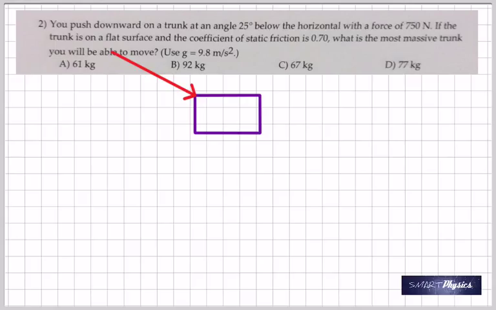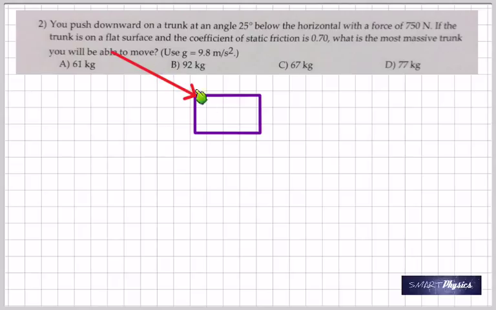In the second question, you push downward on a trunk at an angle of 25 degrees below the horizontal with a force of 750 newtons. The trunk is on a flat surface and the coefficient of static friction is 0.70. What is the most massive trunk you'll be able to move? So you've got to find the maximum mass that you can move in this way.